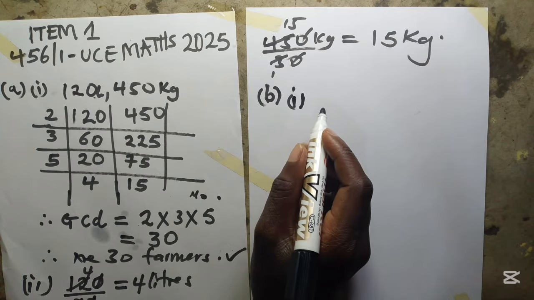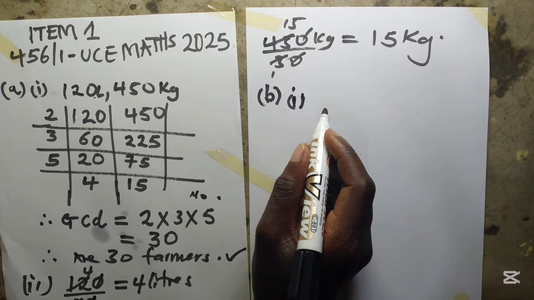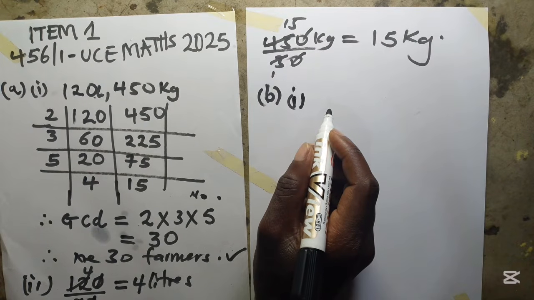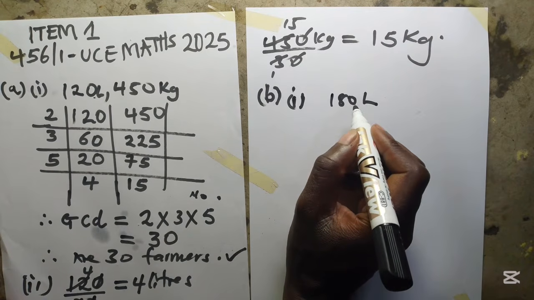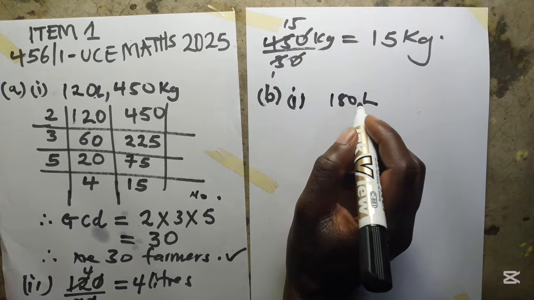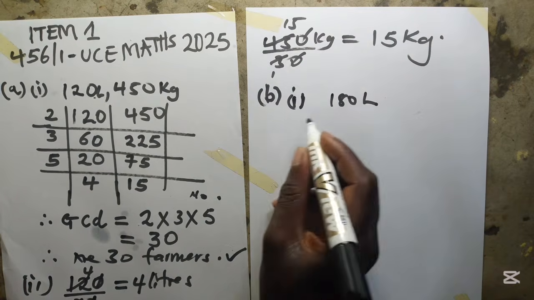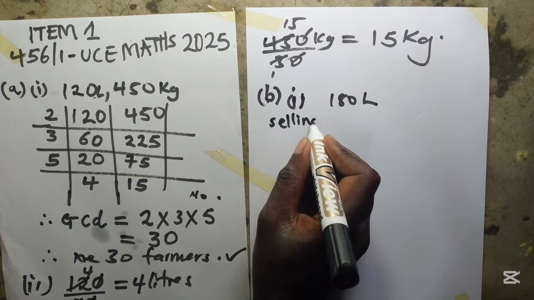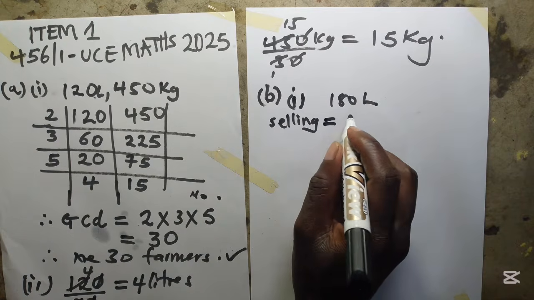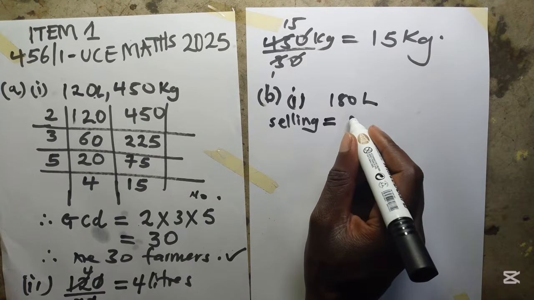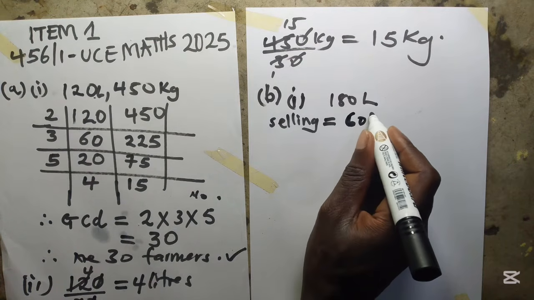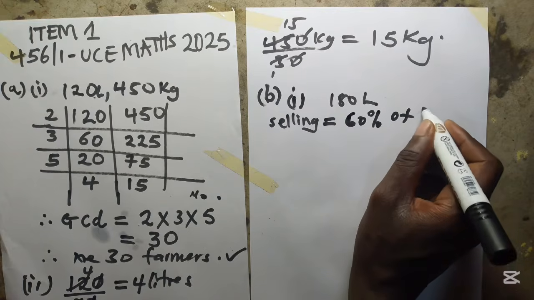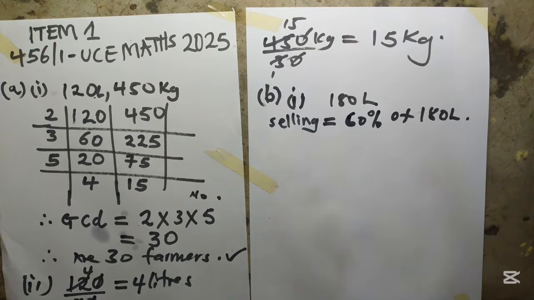So they said Joseph is one of the farmers and his daily milk production is 180 liters. Out of the 180 liters, he sells 60% of the milk at 850 per liter. So this is the quantity of milk he sold. He sells 60% of his daily milk production, 180 liters.